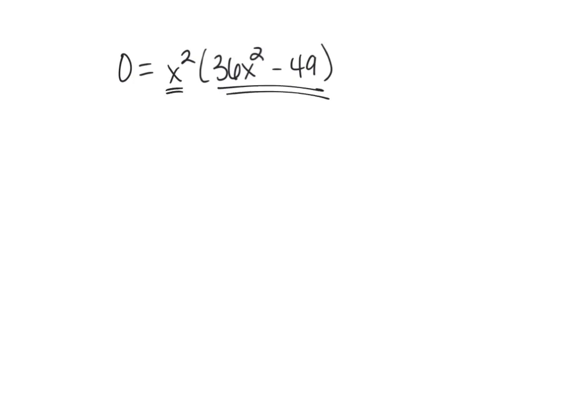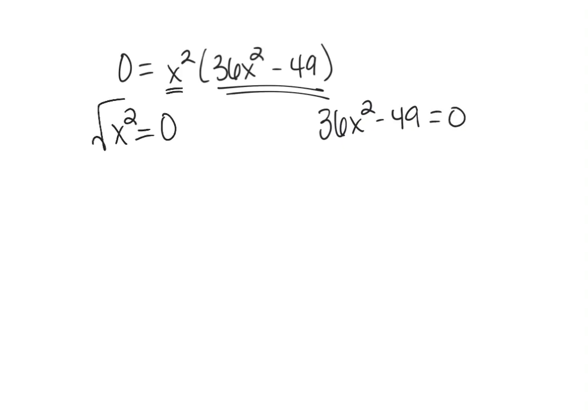This question had some factoring in it, so I'm going to start with the factoring that you had already done. So you had 36x squared minus 49. And then from here, you're going to set each factor equal to 0 and solve. Our two factors I'm underlining: we have x squared equals 0, which is the first part of step 3, and then 36x squared minus 49 equal to 0.